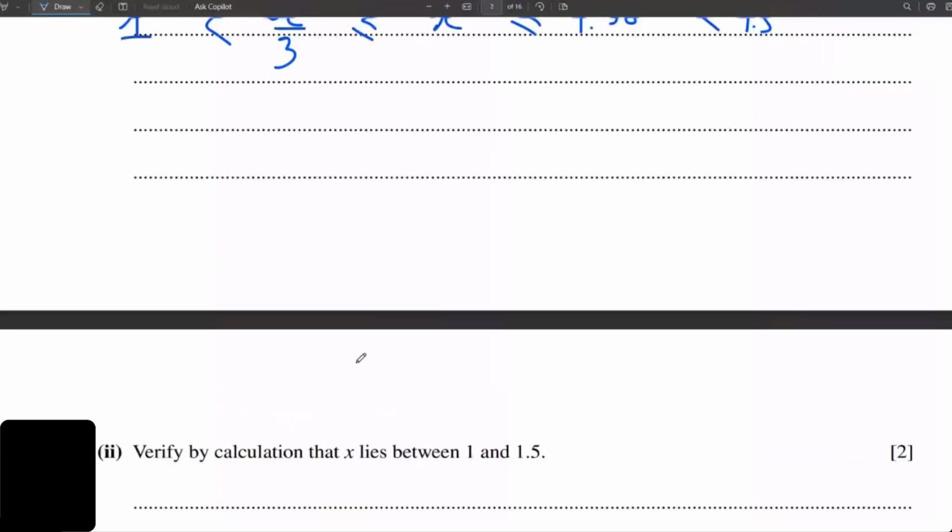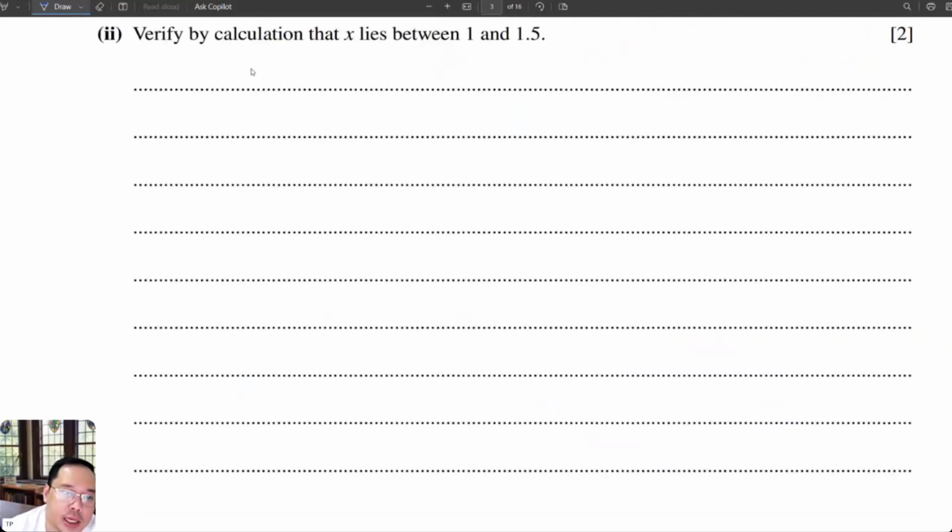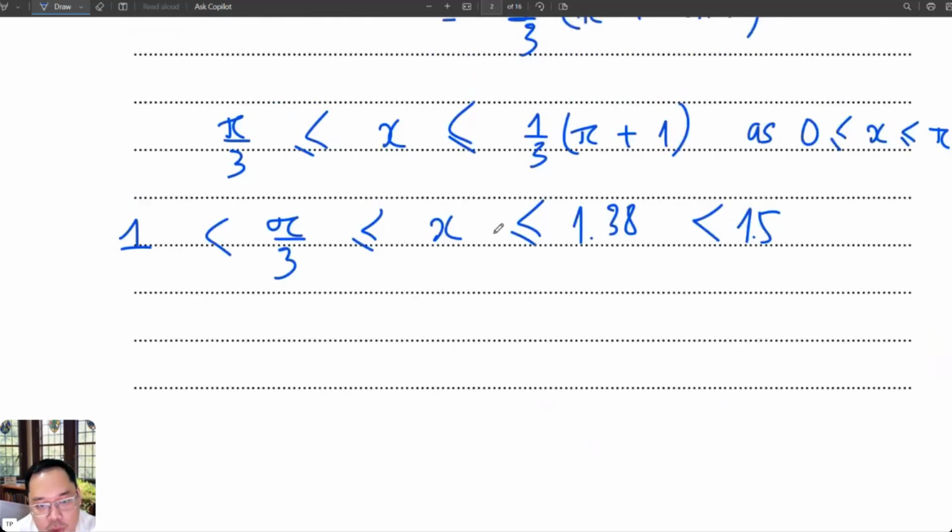So we have here the solution, an equation for x, which is x equal to 1/3 of pi plus sine of x. In the iteration equation, we will replace the single value x with x_{n+1}, and this is x_n. Because we know from the previous question that the minimum value of x is pi over 3, and the maximum value is 1.38, we can start from this value, pi over 3.